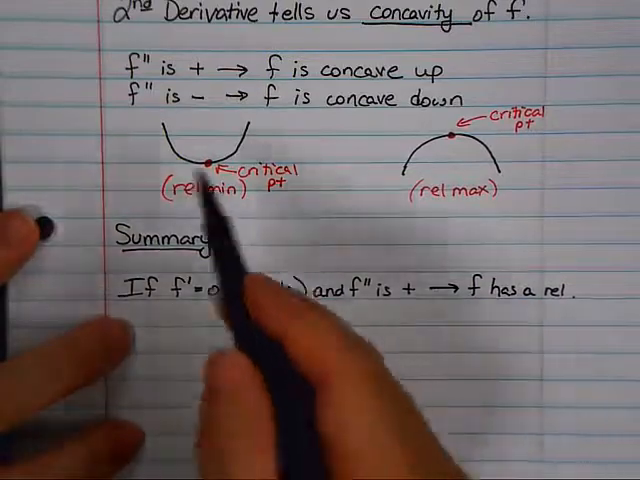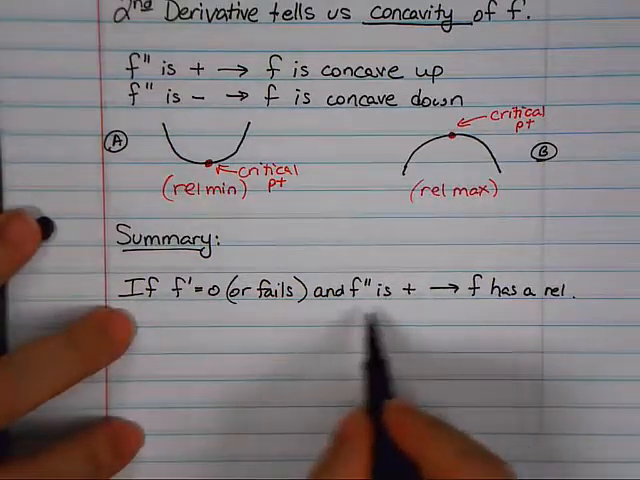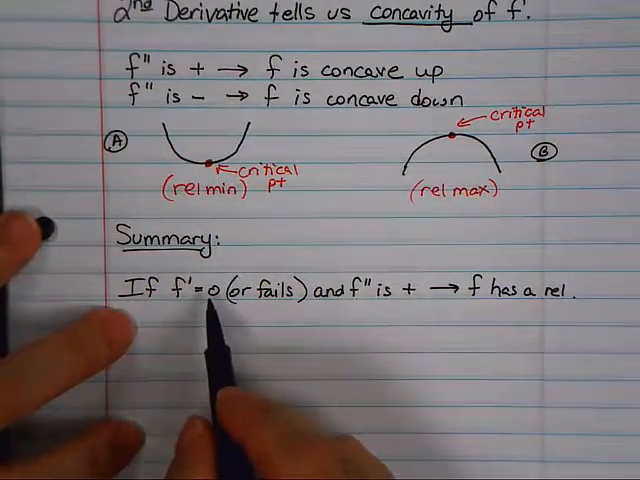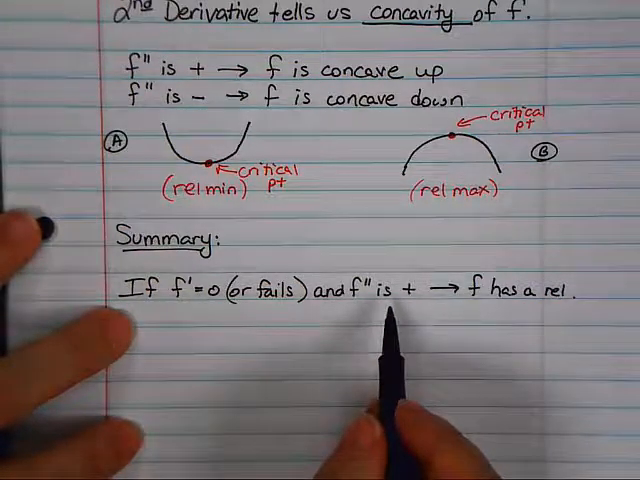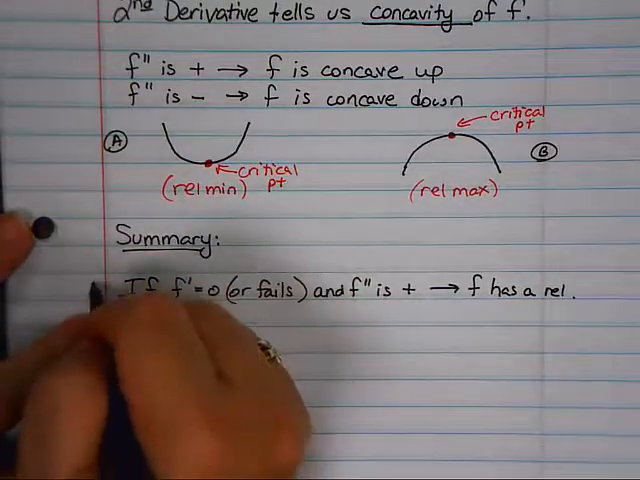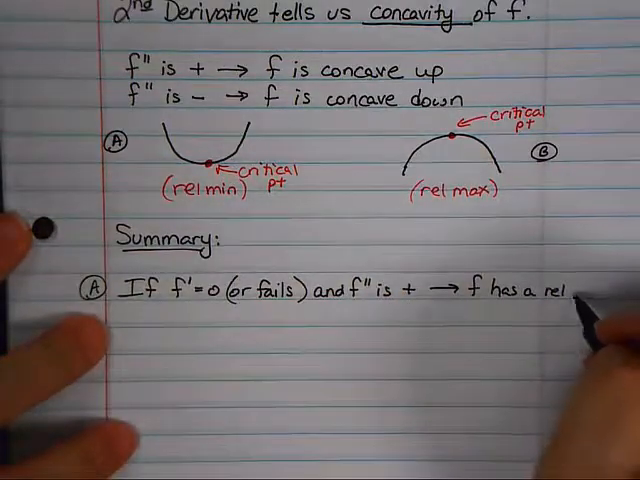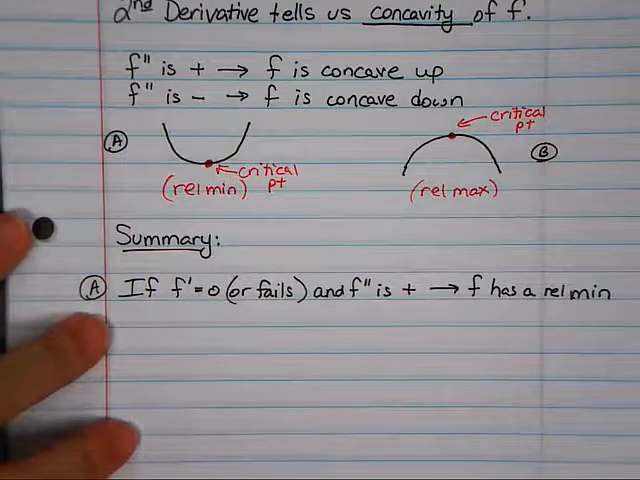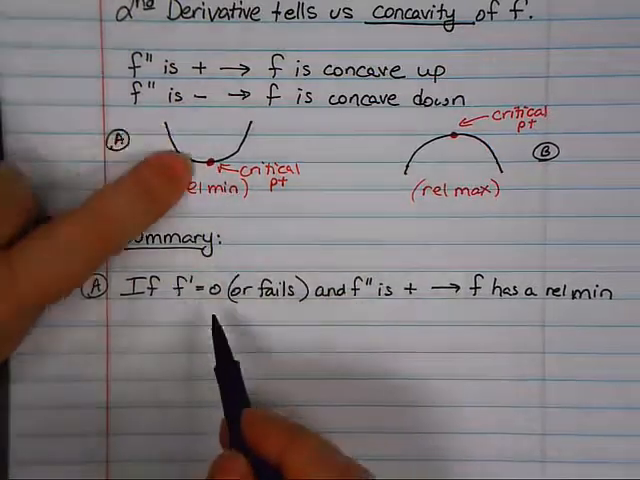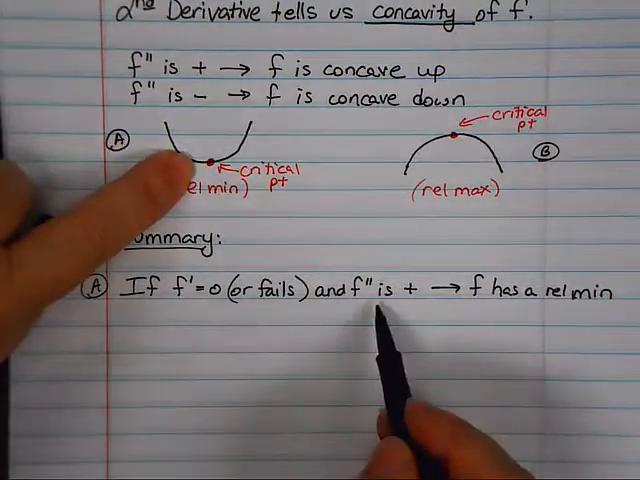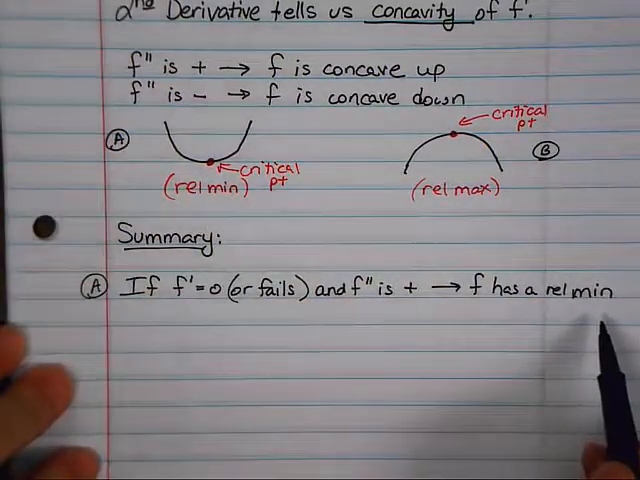Okay. Which one of these two scenarios, let's call this one A and this one B, fits this sentence? It has a point where the derivative equals 0 and the second derivative is positive. Which picture has a second derivative that's positive? A or B? A does. Second derivative is positive is concave up, right? That's picture A. So we know that it's going to have a relative minimum. So, if the first derivative equals 0, that means it's a critical point. If the second derivative is positive, that means it's concave up, so that critical point must be a minimum.